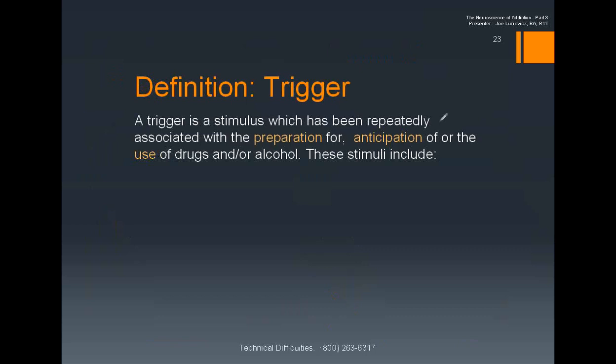So then what's the definition of a trigger? Well, a trigger is a stimulus that has been repeatedly associated with the preparation for, anticipation of, or the use of drugs and/or alcohol. And these stimuli include people, things, places.